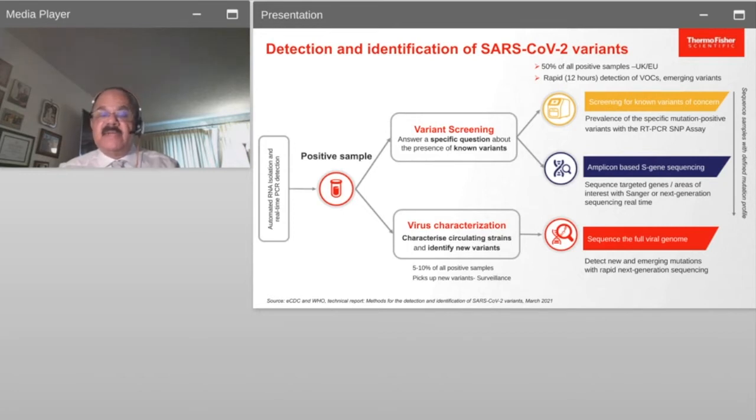So if you have a positive sample in an initial screening test, it can go in for variant screening, which can be done by using genotyping assays or by amplicon-based sequencing on a Sanger instrument. You can also use the Ion Torrent to get complete viral characterization. So all of the positive samples can be sequenced, and in general this gives you a good result in terms of getting the clade classification.